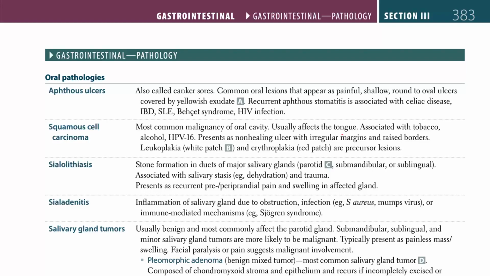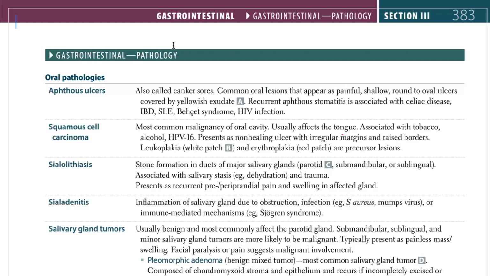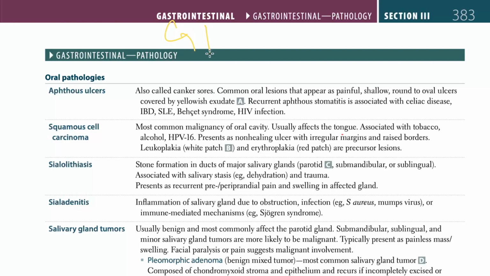Okay, let's talk about GI pathology. In this GI pathology, we are going to be starting from oral pathologies. First of all, we are going to be talking about aphthous ulcer.